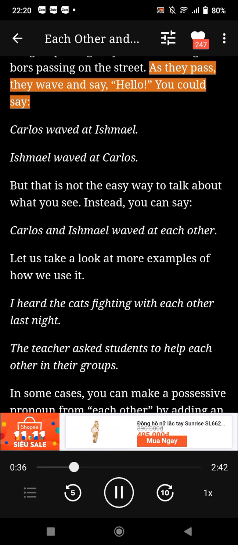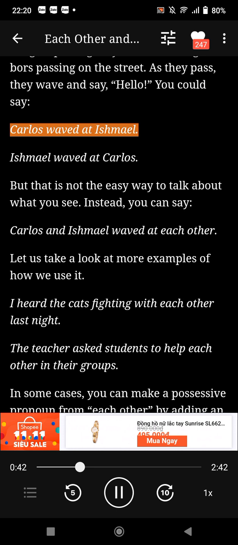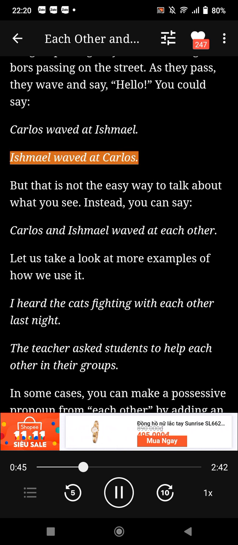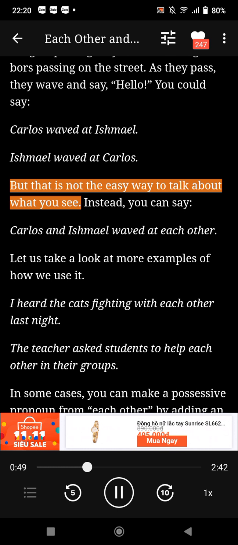As they pass, they wave and say hello. You could say, Carlos waved at Ishmael. Ishmael waved at Carlos. But that's not the easy way to talk about what you see.